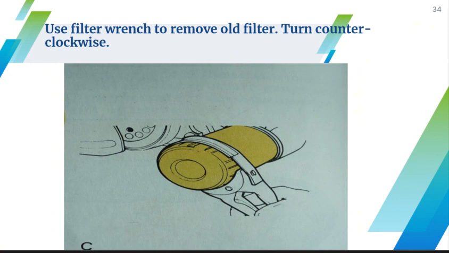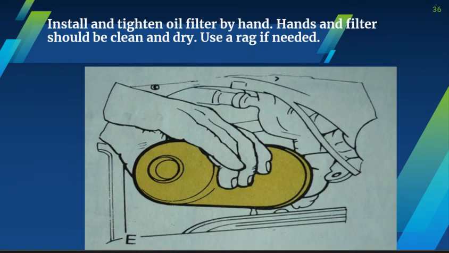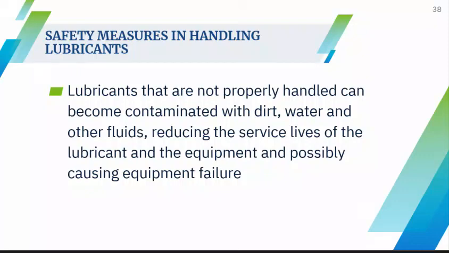Next, use a filter wrench to remove the old filter, turning counterclockwise. Then wipe clean oil on the new filter O-ring. This will assure proper tightening. Then install and tighten the new filter by hand. Hands and filter should be clean and dry. Use a rag if necessary. Then tighten the drain plug. Install the correct type and quantity of oil. Pour oil through the oil filler or breather opening in the valve cover.